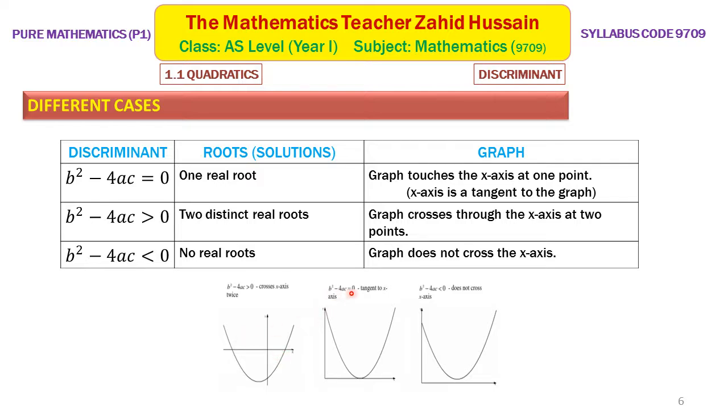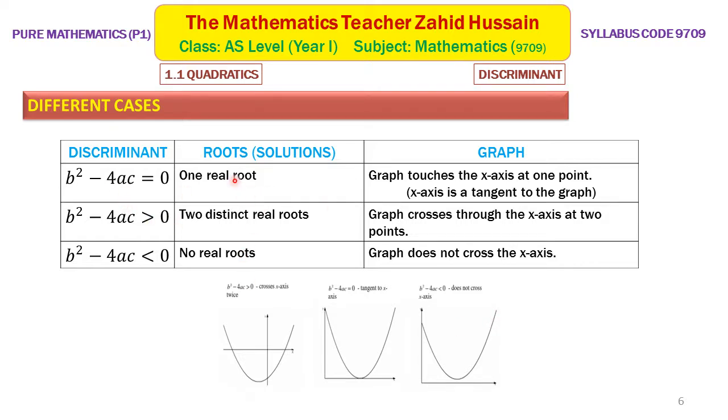If b square minus 4ac is equal to 0, then tangent to x-axis, that is this graph touches x-axis at only one point, and this is the point of contact. And if b square minus 4ac is less than 0, that is it is negative, then graph does not cross x-axis. This is the case. So you have to keep this in mind.